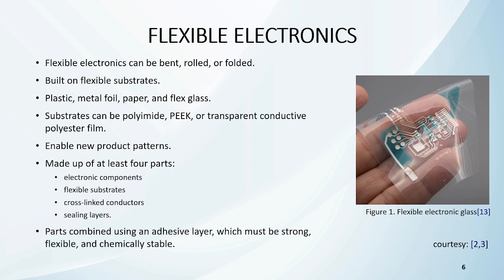They are made up of at least four parts, including electronic components, flexible substrates, cross-linked conductors, and sealing layers. These parts are combined together using an adhesive layer, which is strong, flexible, and chemically stable. Researchers and industries are working to create electronic devices that can be flexed, rolled, or bent.